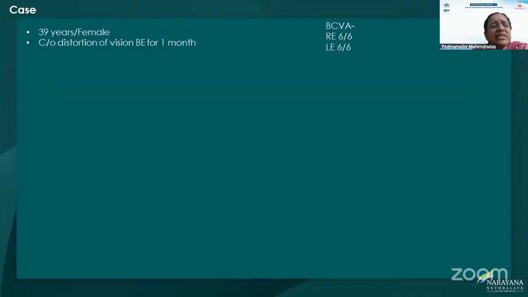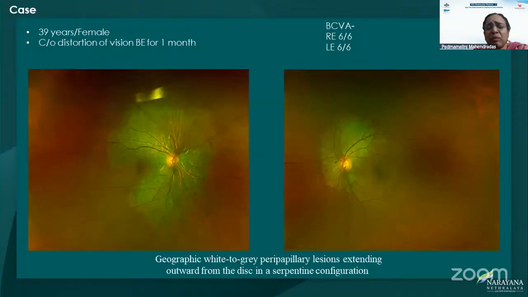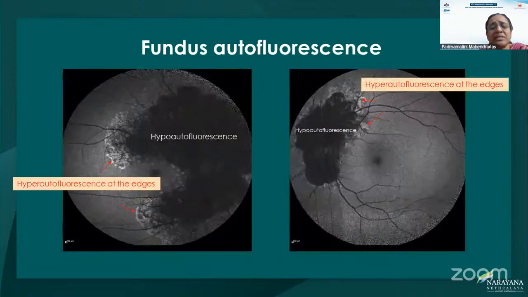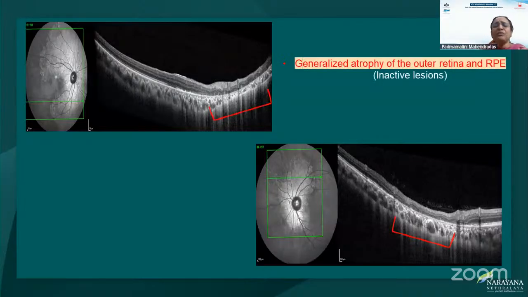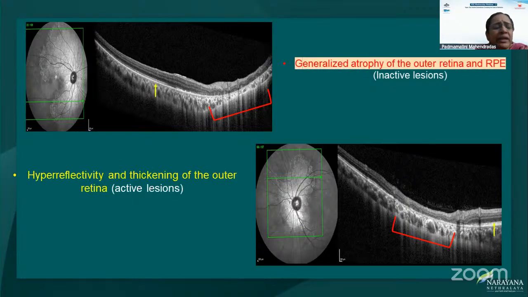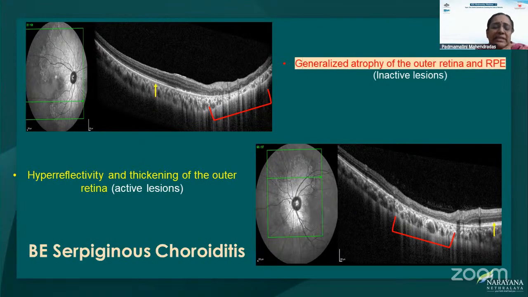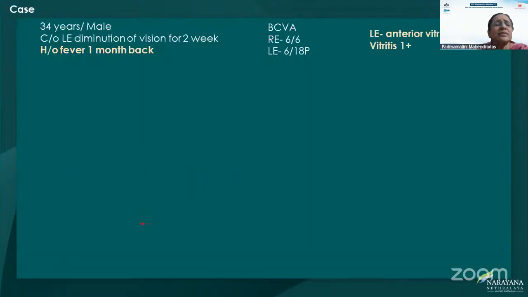A 39-year female presented with a distortion of the vision in both eyes since 1 month. Here is a geographic white to gray peripapillary lesion extending outward in a serpentine fashion, as seen in classical serpiginous choroiditis. Here you could see the hypoautofluorescence with hyperautofluorescence at the edges. OCT shows generalized atrophy of the outer retinal layer with choroidal thinning. Initially, they show thickening. Once the lesion starts healing, they show thinning. This is a classical example of serpiginous choroiditis.